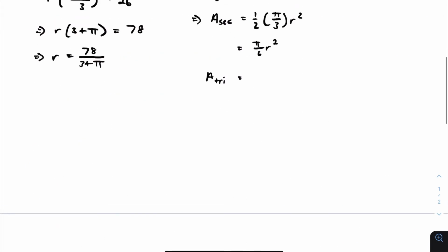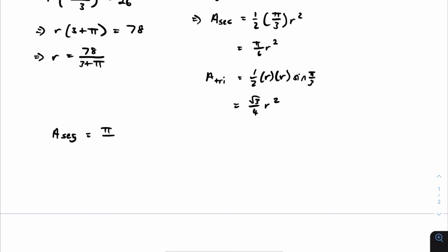So that means it's equal to half times A times B times sine of pi over 3, which is the same as sine of 60, which is equal to root 3 over 2. So that means that this is root 3 over 4 r squared. So that means the area of the segment is equal to pi over 6 r squared minus root 3 over 4 r squared, which is equal to r squared times pi over 6 minus root 3 over 4.